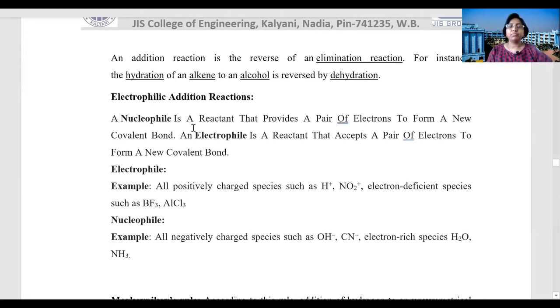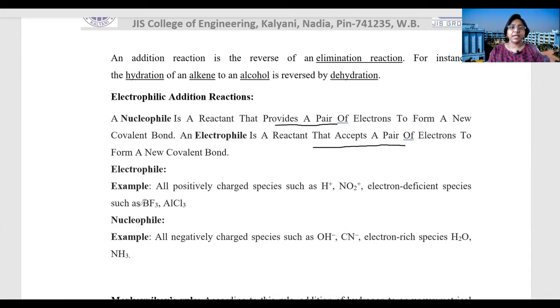Okay, so a nucleophile is a reactant that provides a pair of electrons to form a new covalent bond. And what is an electrophile? It is a reactant that accepts a pair of electrons to form a new covalent bond. So the electrophile accepts a pair of electrons and the nucleophile provides a pair of electrons.